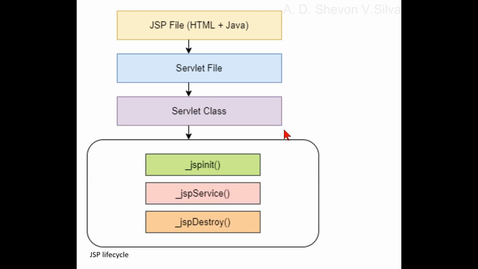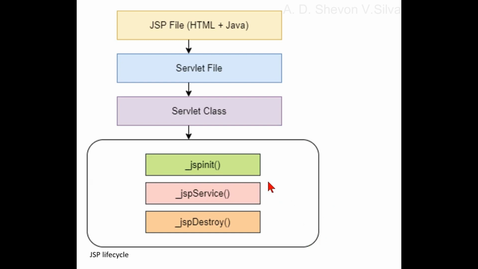Class loading. In this phase, the servlet class generated from the JSP source is loaded into the container. Instantiation. In this phase, an instance of the class is generated. The container manages one or more instances by responding to the requests.